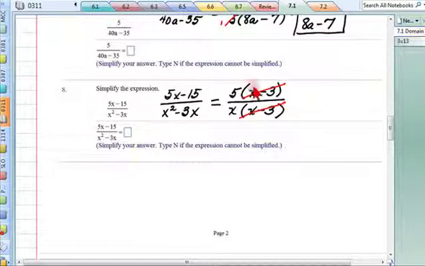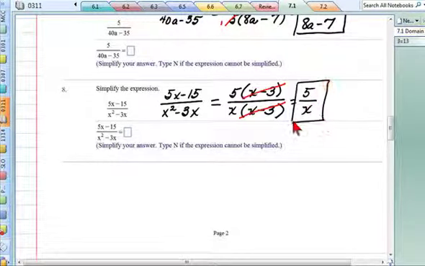Never reach in there and just take the x. Coming after you. Whole thing. So what's my final answer when I reduce this? It is 5 over x. When you simplify a rational expression, you must factor the numerator, factor the denominator, and divide out common factors.